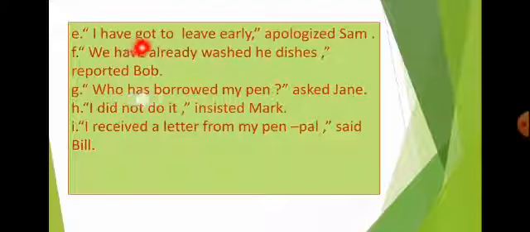I have got to leave early, apologized Sam. Sam apologized that he had got to leave early. We have already washed the dishes, reported Bob. Bob reported that they had already washed the dishes. Who has borrowed my pen? Asked Jane. Jane asked who had borrowed her pen.